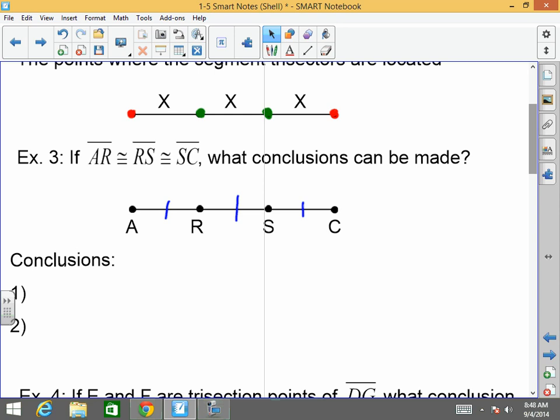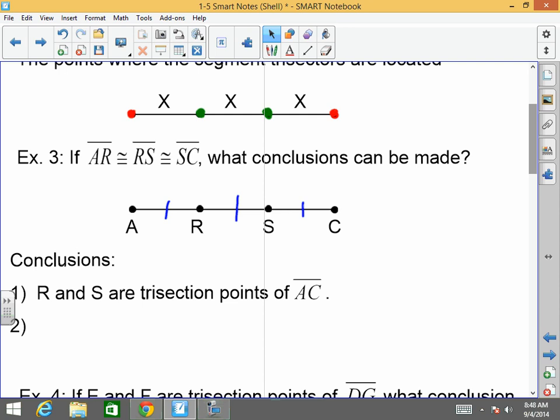I'm sorry, what did you say? No, that's wrong, but don't worry about it. He said that R and S trisect segment AS and RC. Wrong. A trisector cuts 1 segment into 3. So what do we know about R and S specifically? Thank you. R and S, guys, are trisection points. They're the trisection points of AC.